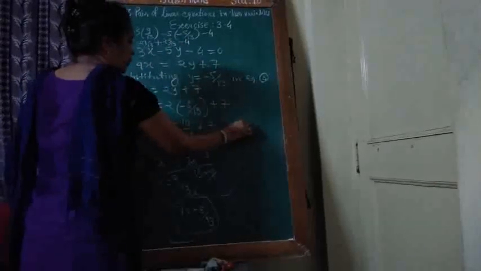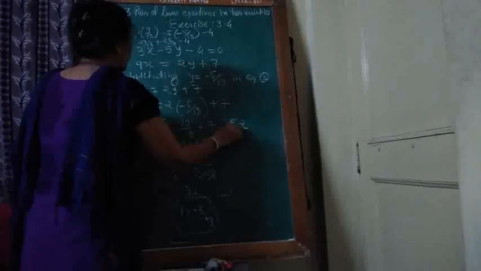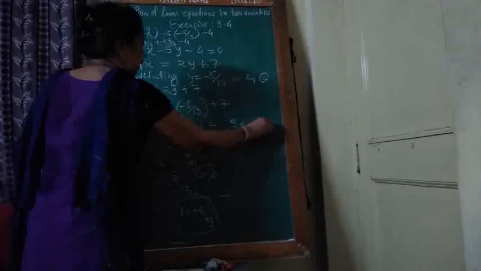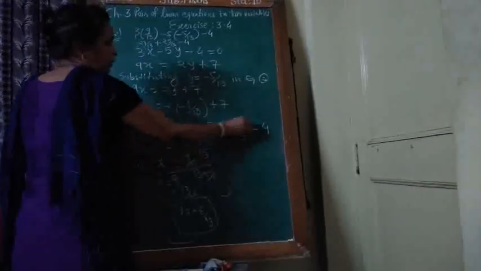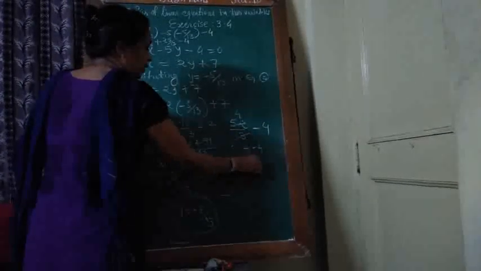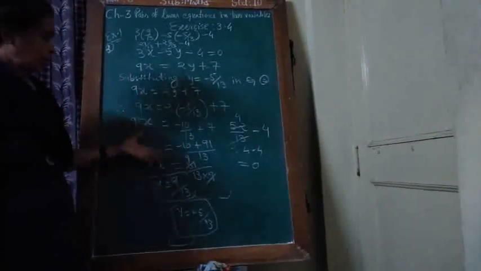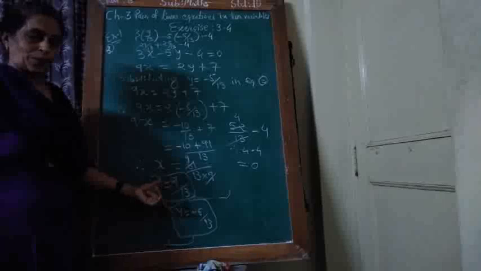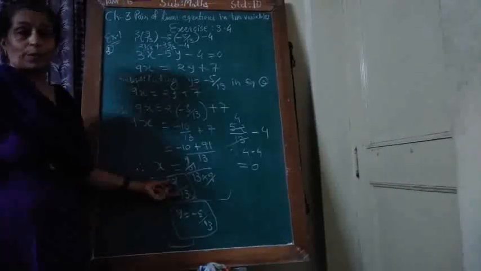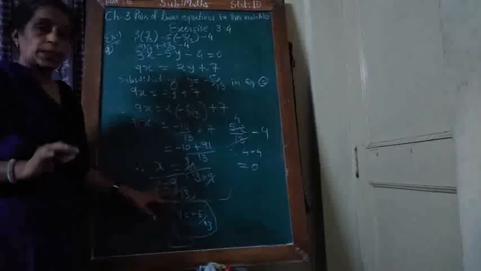7 plus 5 is 12, 2 plus 2 is 4, plus 1 is 5, so 52 upon 13 minus 4, and 13 times 4 is 52, and therefore 4 minus 4 is 0. So yes, it satisfies or not. If you get fractions, then there may be a chance of mistake, so I check whether this answer is correct or not.